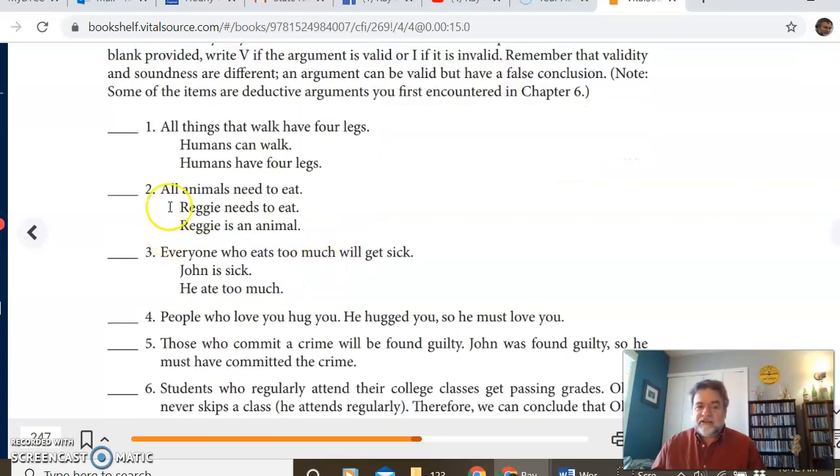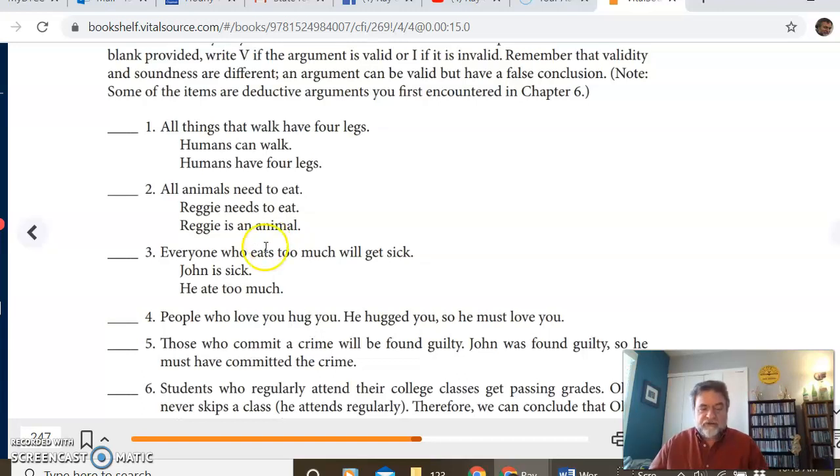Two is invalid. All animals need to eat. Don't get weird on me. We're talking about animals. You know, the kind that bark and whatnot, not ones that communicate, have opposable thumbs, and talk in class. Okay, I know that people are animals, but we'll assume we're speaking of animals, okay? All animals need to eat. That is a generalization that's pretty right on. Reggie needs to eat. We come to the conclusion Reggie is an animal. That's not the only answer we could have. Reggie might be a person.